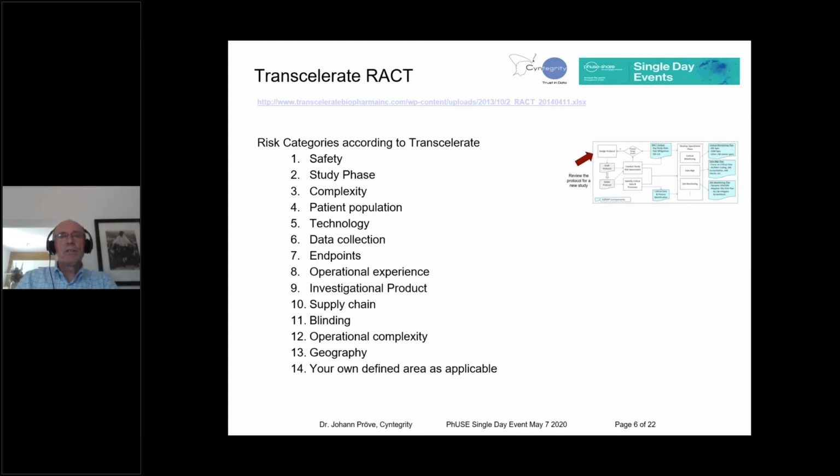And when I say checklist, I do not mean a tick box exercise list, but really a checklist where the various functions can go into these categories and identify their particular risks in the studies. And it starts with safety, you know, it goes through complexity, patient population, and goes down to geography, because sometimes, depending on the type of study that you have, geography may cause a risk in your study that you do not get your study completed. And the categories can be expanded by your own defined areas as applicable.